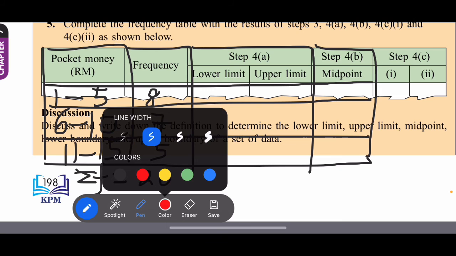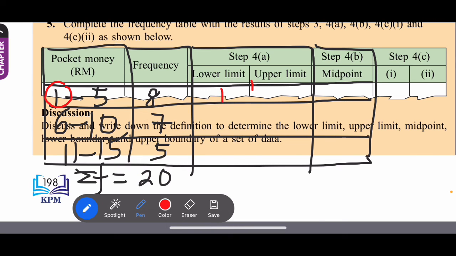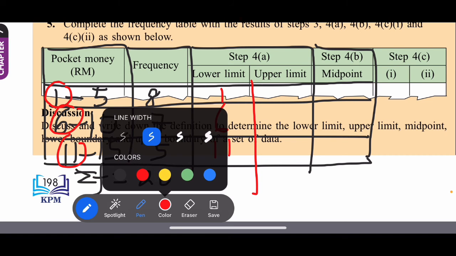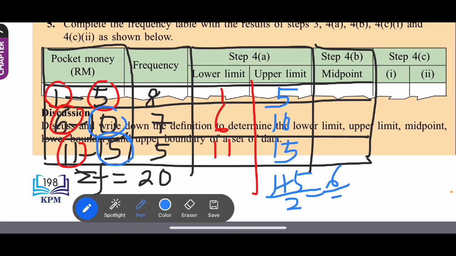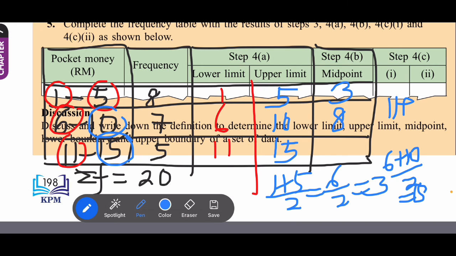Lower limit is very simple. Okay, lower limit is 1. Here, 1. And then 6. And then 11. That's called lower limit. How about upper limit? Upper limit will be 5, 10, and 15, right? So we have 5, 10, 15. And the midpoint, you have to take 1 plus 5 divided by 2. So 6 divided by 2 is 3. So this is 3. And then you have to take 6 plus 10 divided by 2, which is 8. So 8. Okay, then 11 plus 15 divided by 2, you get 26. Divided by 2 is 13.